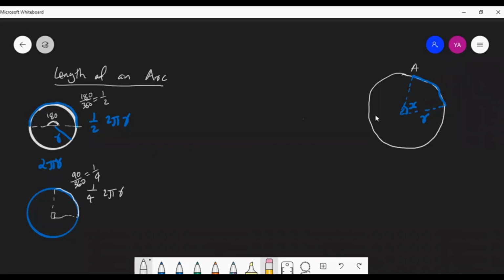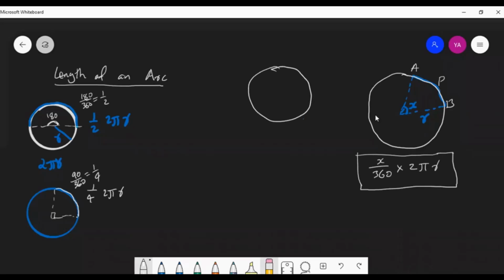I shall give it a name. The length is x by 360 into 2 pi r. Okay, this is the arc length formula. So x by 360 into 2 pi r. If the angle and the radius are given, you can use this formula to get the arc length of that given arc.